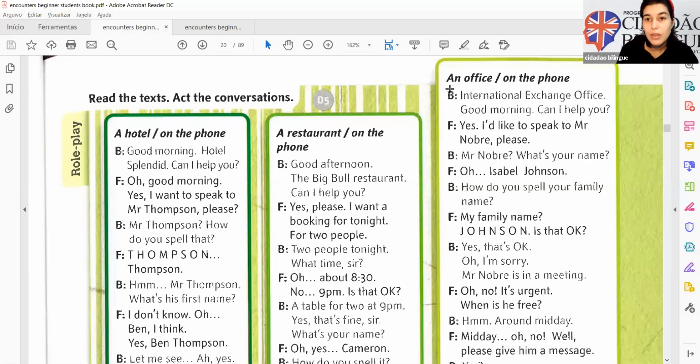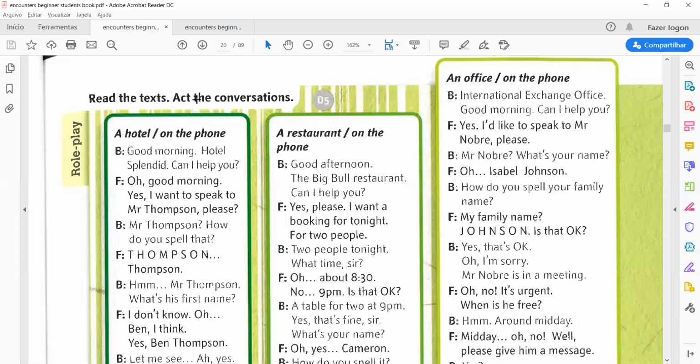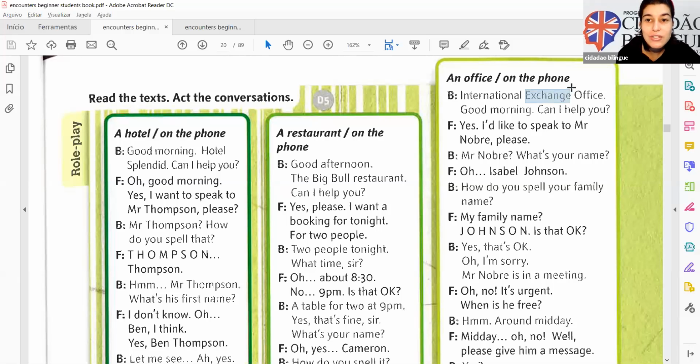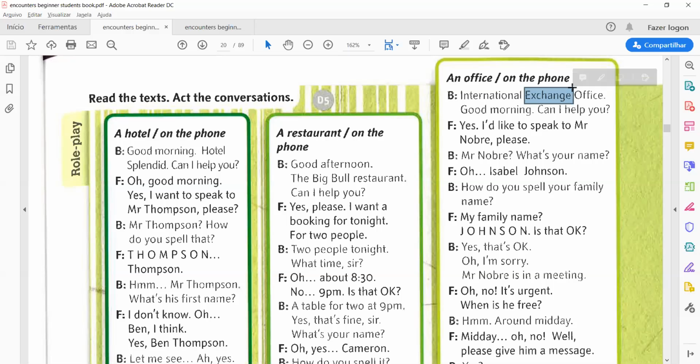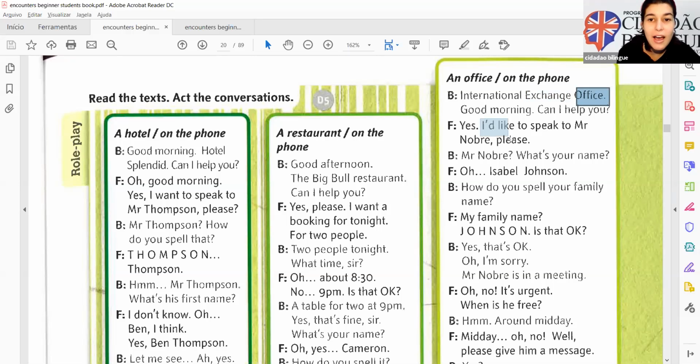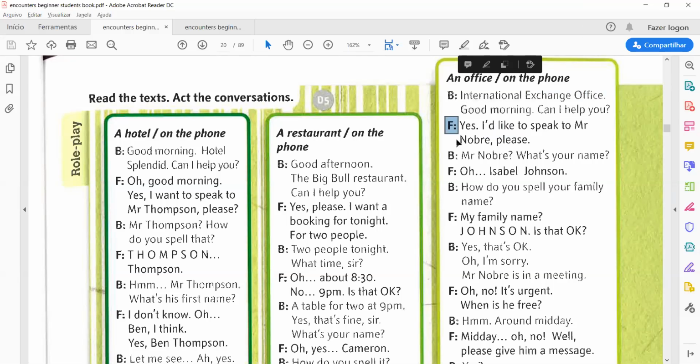So let's work on some pronunciation. International. Yes, international exchange. Exchange. Okay. Office. Okay. I'd like. Okay. So Amanda, you can start. Vanessa, you are going to read letter. Okay. F. Yes. All right.